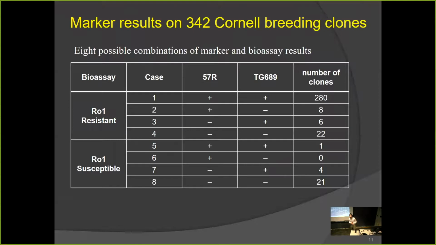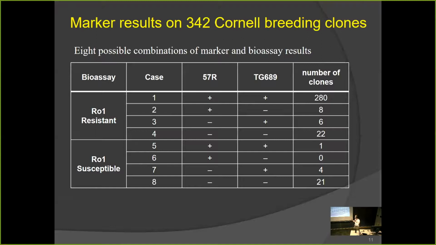So now I start to talk about how I tested Cornell breeding clones. My purpose was to test whether the two markers work well in a Cornell potato breeding program or not. So I collected 342 Cornell breeding clones and performed exactly the same tests, bioassay and two PCR tests. And this table summarizes all the results. As you can see here, there are multiple combinations.